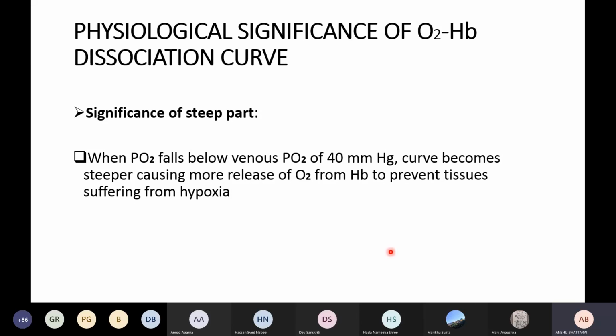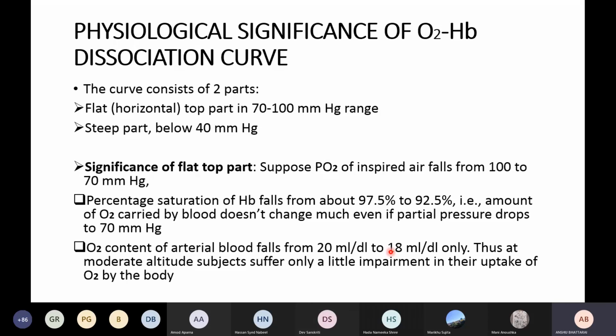So there is a safety factor. Even when partial pressure of oxygen is decreasing in your blood, what happens? Even then the percentage saturation does not fall very significantly. So oxygen is continuously transported efficiently in the body, even when there is a fall in partial pressure of oxygen.